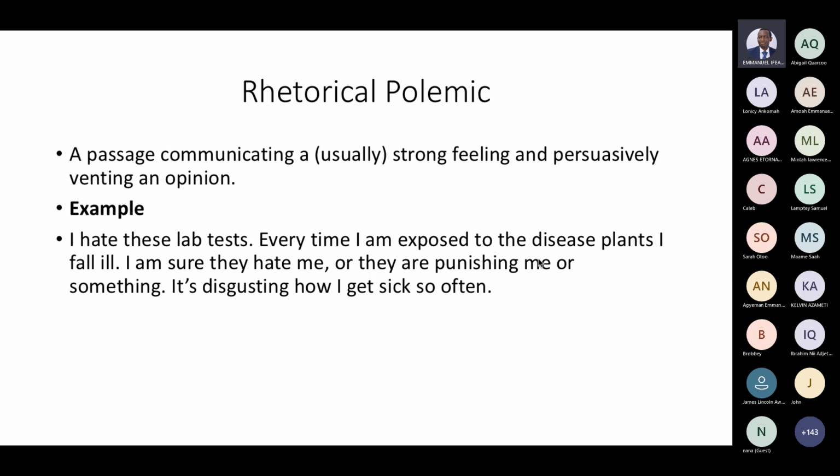So basically, rhetorical polemic is a collection of emotive expressions. It is a passage that communicates feeling, composed of emotive expressions, and could include a claim or claims. Now you can see it is different from an argument. An argument contains a conclusion or claim supported by premises, but rhetorical polemic contains emotive expressions which could include a claim or claims. So there could be claims in both argument and rhetorical polemic, but in argument the claim is supported. In rhetorical polemic, it is not supported. It's just accompanied by emotive expressions.